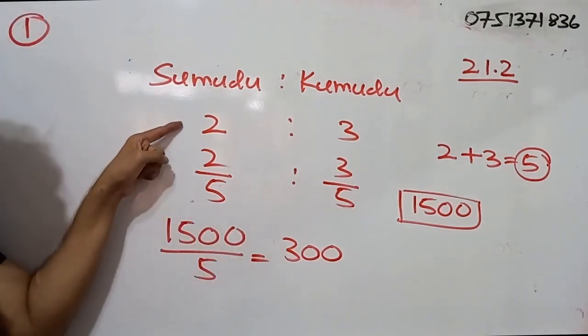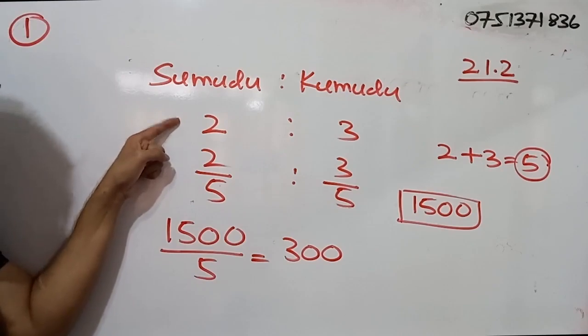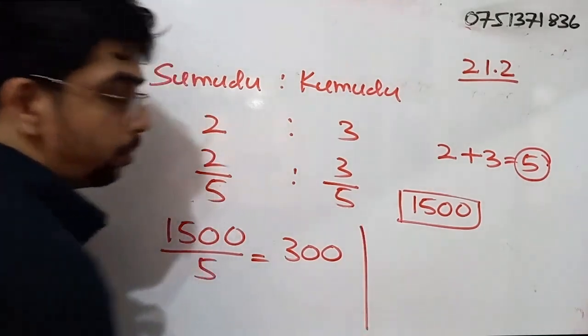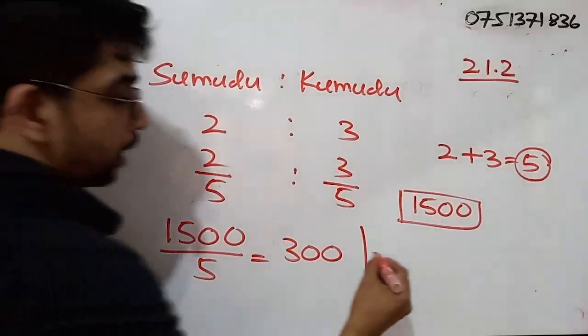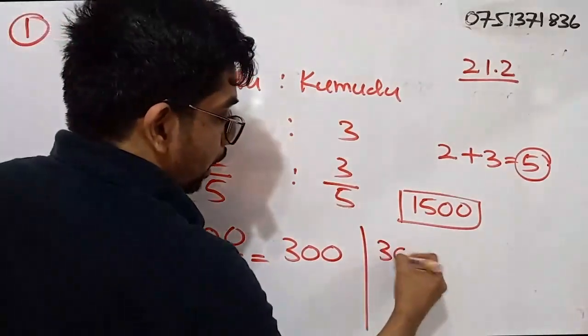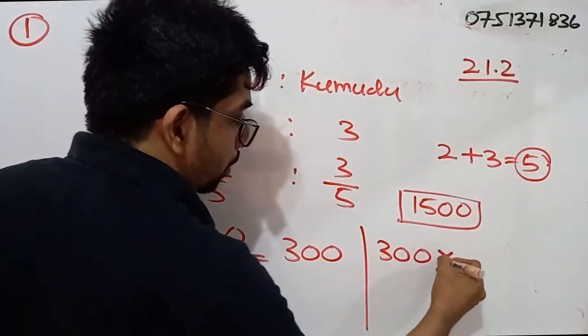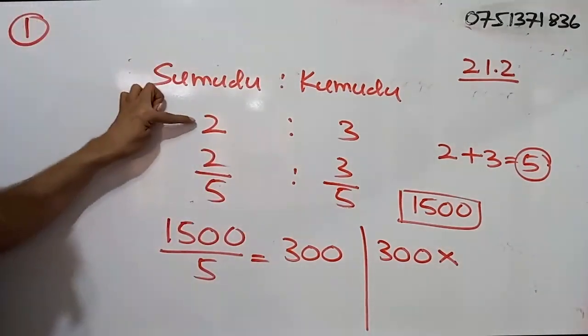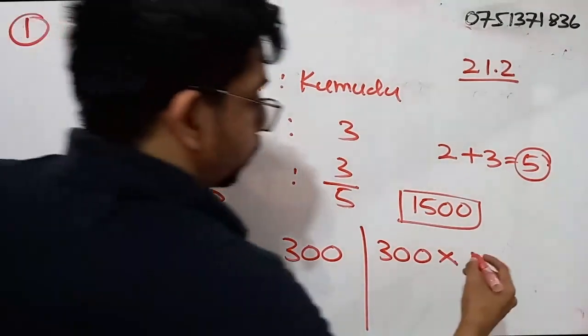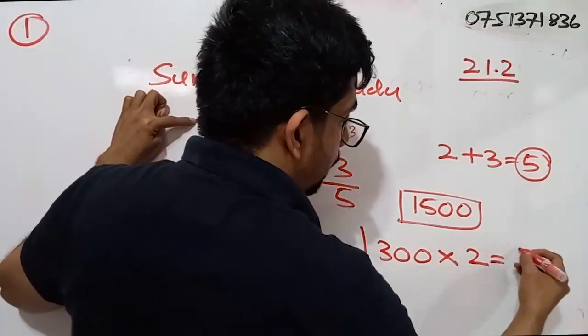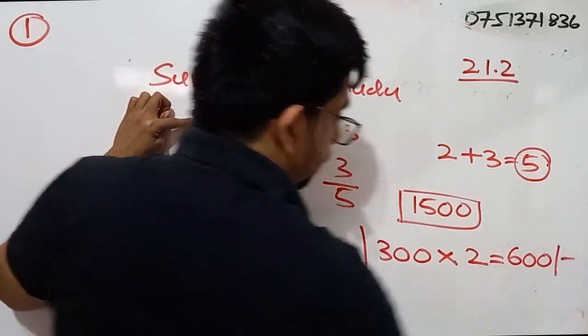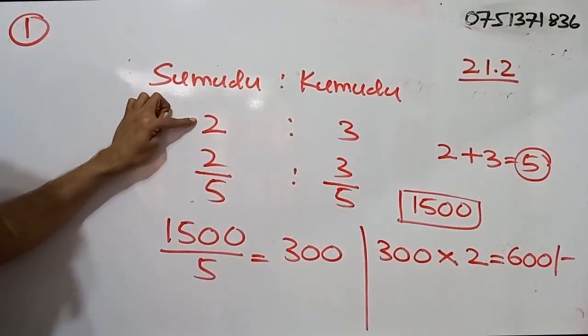How many parts is Sumudu getting? 2. So what will be the amount that Sumudu gets? Simply take the value of one part, multiply it by the number of parts, which is what? 2. So 300 into 2, we get 600 rupees.